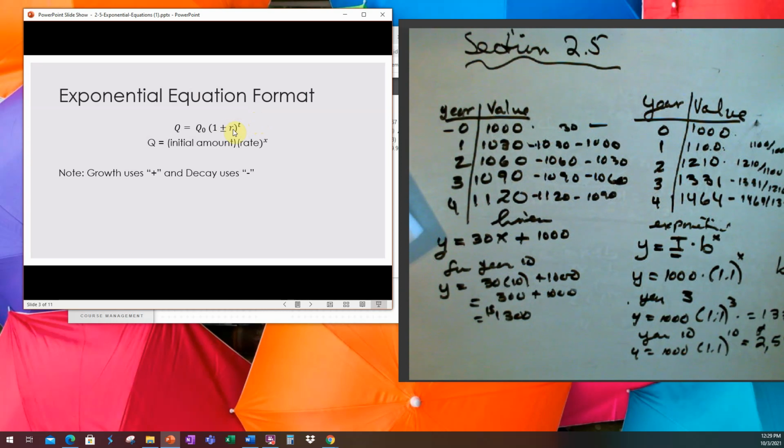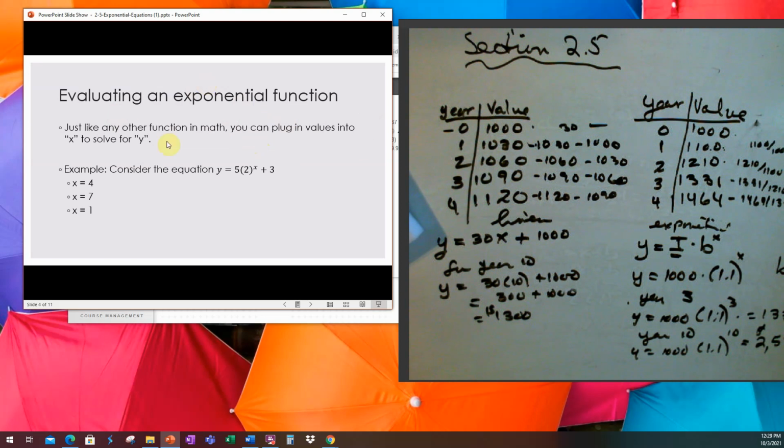So if you do 10% a year, this would be 1.1. If you decayed, so each year you're decreasing by 10%, this would be 1 minus 0.10. So you would have 90% of that previous year. And for this one, each year you have 10% extra, so it would be 1.10 or 1.1. And then your T or your X is the exponent.